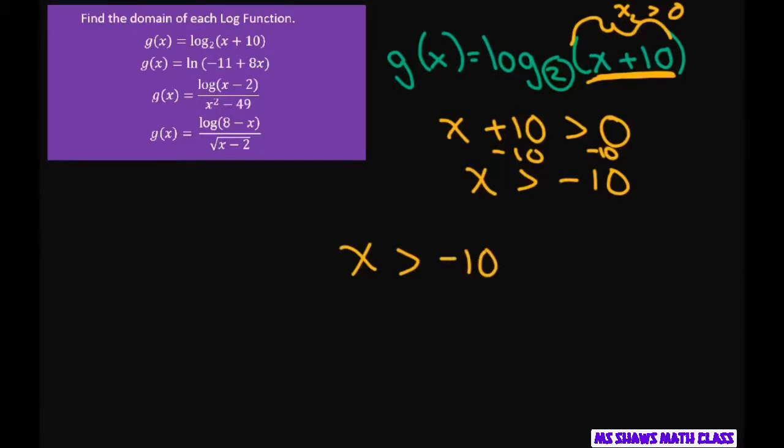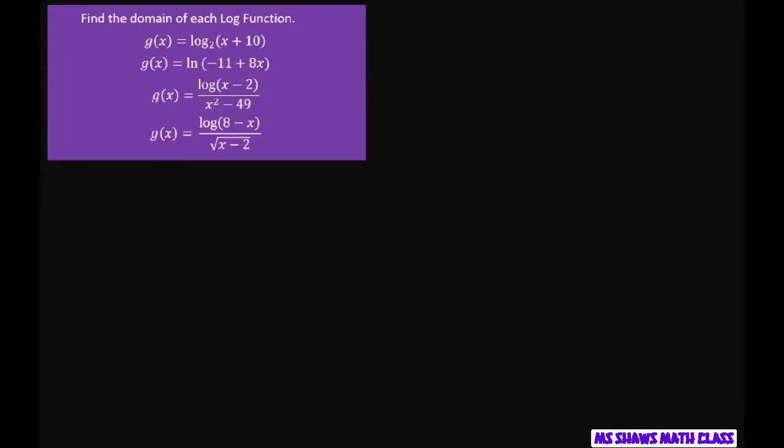And think about it mentally. You plug in negative 10 plus 10, you get 0. Well, it can't be 0, but we have greater than. So then plug in negative 9, and that works. So anything greater than negative 10 will work for the domain. And the same thing's going to happen for natural log. If you have natural log of x, then the x has to be positive.